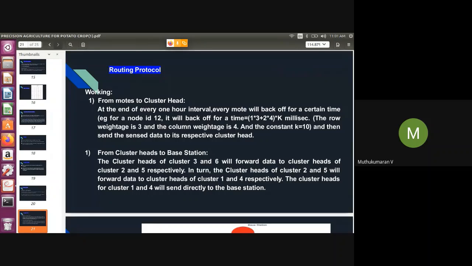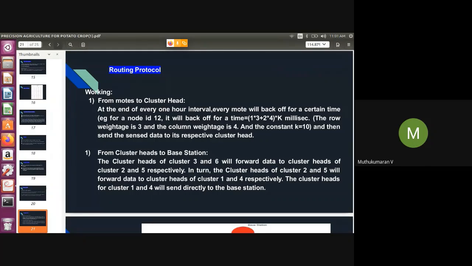So at the end of every 1 hour, each node in a cluster will be backing off for a certain time for sending the data to the cluster head. In this way, all nodes at the end of 1 hour will be sending the data to the cluster head. Then how will the data get transferred from the cluster head to the base station? In the same way, each cluster head will back off for a certain duration for sending the data to the base station.